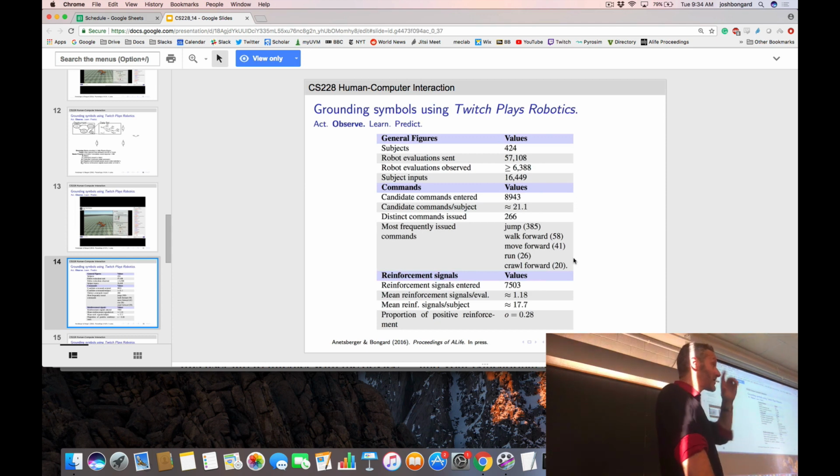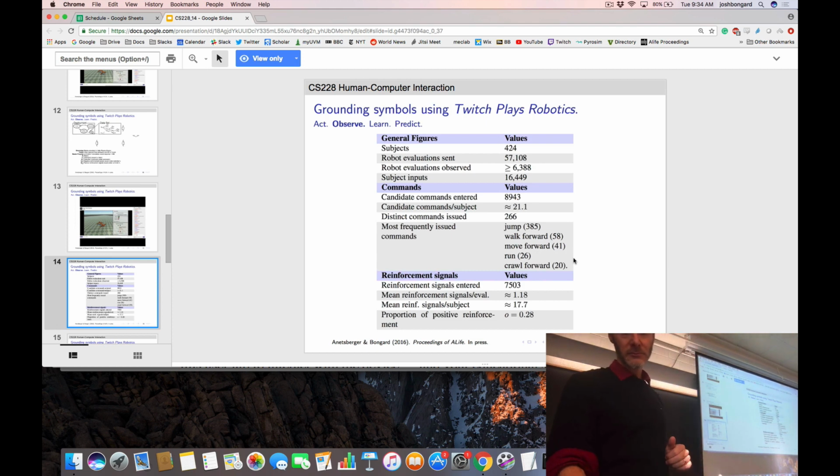So with the instructions that we gave to the crowd, at least the crowd is doing what they're supposed to be doing. The humans are doing what they're supposed to be doing. Can the robots reciprocate? Okay.